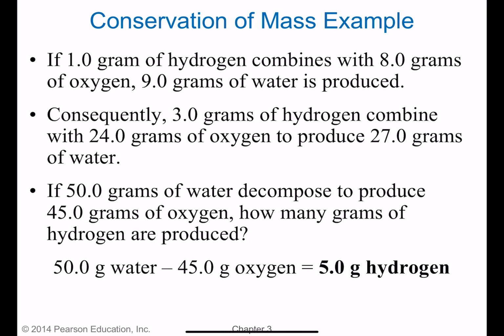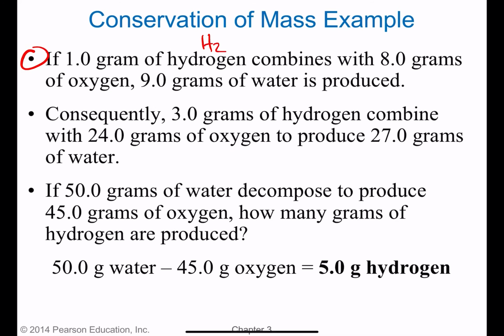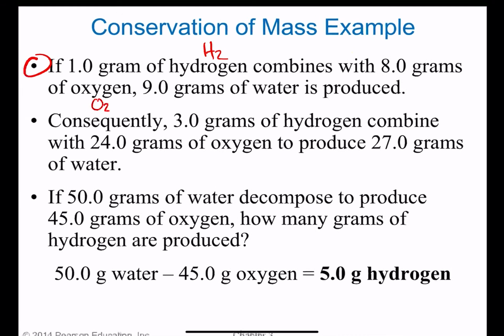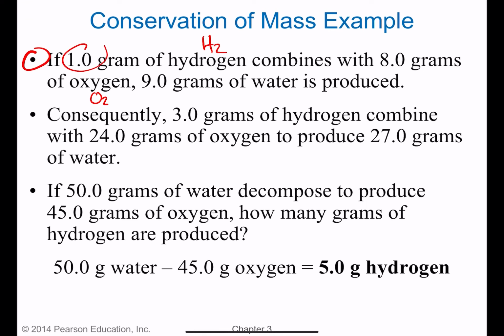So then just some examples of what we mean. If 1 gram of hydrogen, so I would be saying like H2 gas, combines with 8 grams of oxygen, O2 gas, we've got 1 and 8 as our reactants, 1 gram of hydrogen and 8 grams of oxygen. And then we have 9 grams total of water that was produced. So we had 9 grams beforehand, we have 9 grams after.